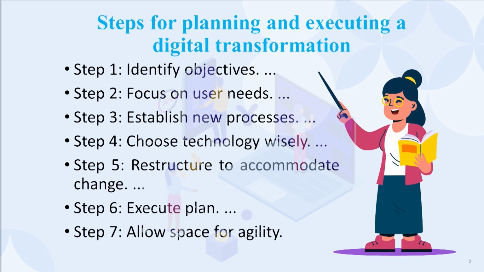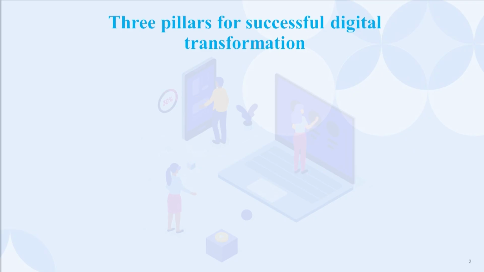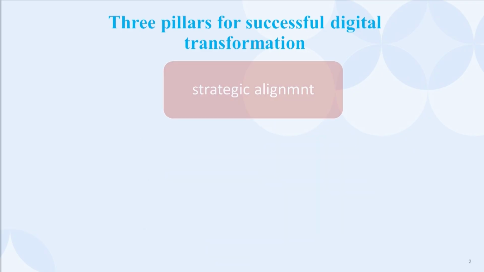Then execute your plan. Once all these processes have been selected, you have to decide how to execute, explain your plan, and allow space for agility. So the three pillars of successful digital transformation are, first, strategic alignment. Until and unless we set the strategy, we will not be able to digitize.